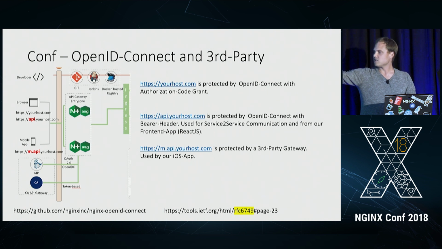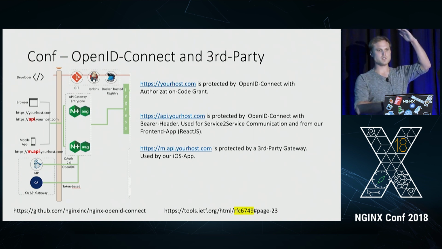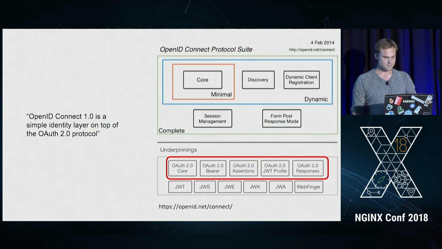Something interesting are the links on the bottom of the slide. The left one is the OpenID Connect integration of NGINX Plus. It's a good GitHub repository where you can find all the configuration files you need. And one of them is the standard for OpenID Connect, but there's a nice slide with all these standards listed.